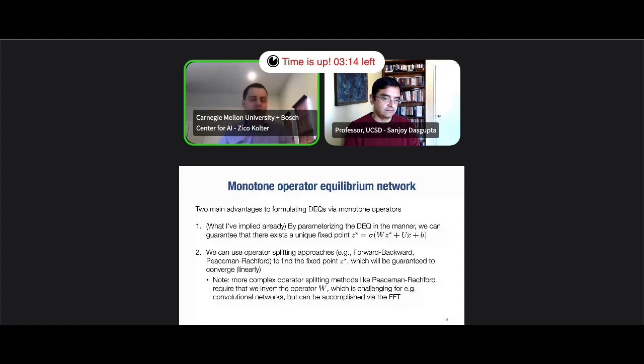But it turns out you can do those inversions also using things like the FFT, and they're actually quite efficient in practice. And so one very nice thing about this is that you can tile this together to get very structured, complex models that still obey this form of having a guaranteed unique fixed point that we know we will converge to linearly by applying the algorithms.